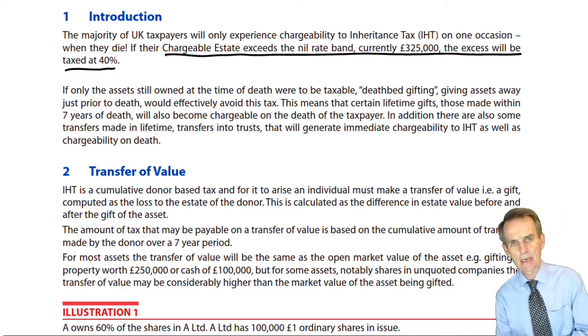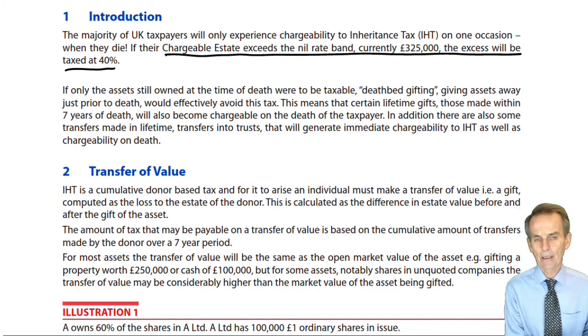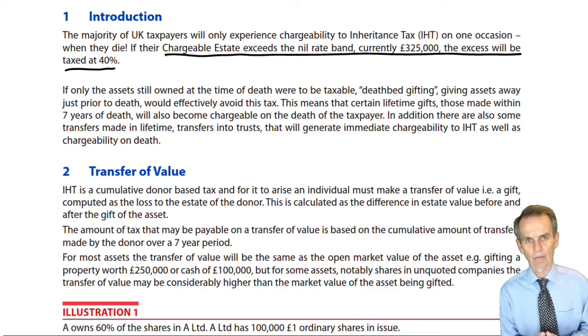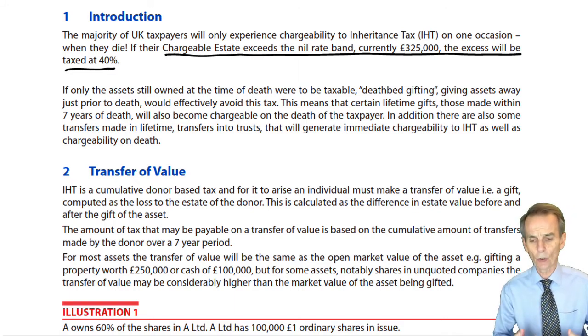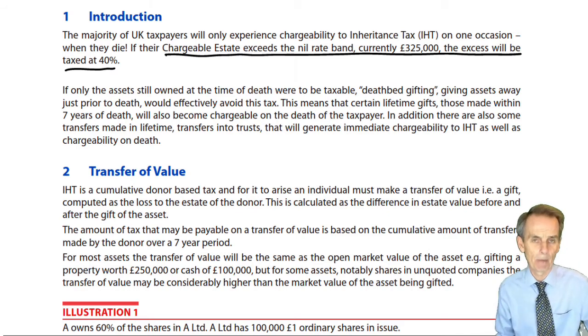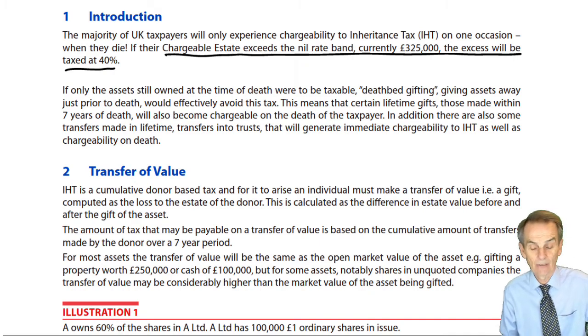So if I've got £1 million of estate, if I take away the 325, I've got 675. If I were to give away £675,000 in the weeks or months, or as indeed we will see, years prior to my death, then if it was only the death estate chargeable to tax, there would be little or no tax. I just give sufficient away to be able to leave myself with a chargeable estate at death of only about £325,000. So that would make it way too easy to avoid inheritance tax.